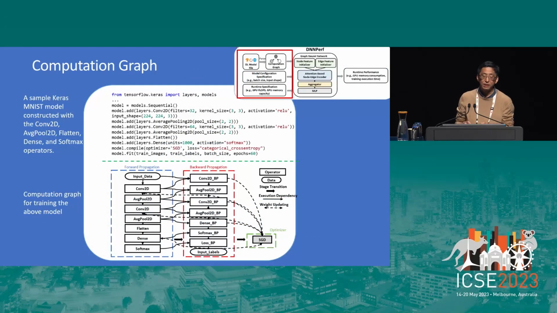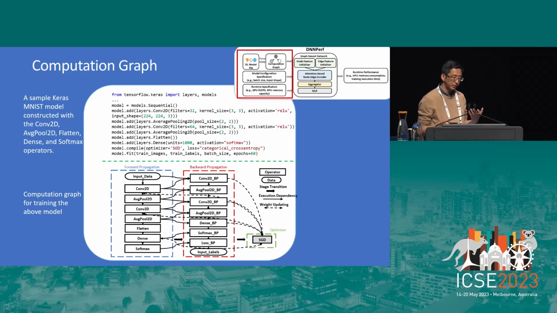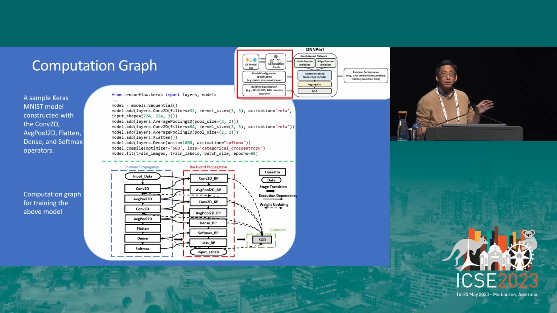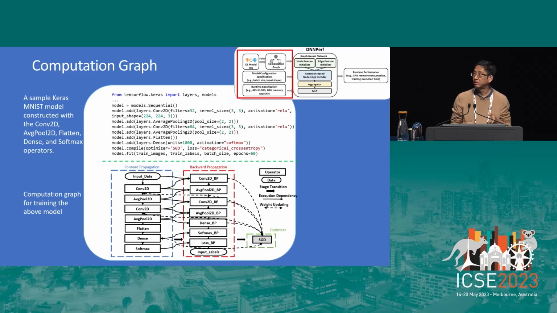The first step is about the computation graph. We have a concrete Python DL program, and we can convert it into a computation graph. Behind the program is actually the computation graph. We encode this graph. We identify the node features of this graph and the edge features of this graph. Then we encode these features, and we use our GNN model to do the prediction. So that's the overall picture.